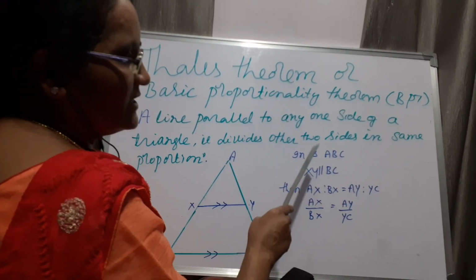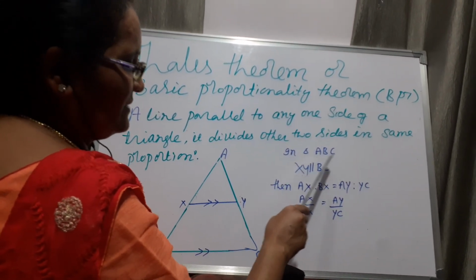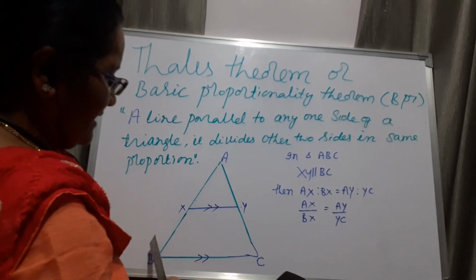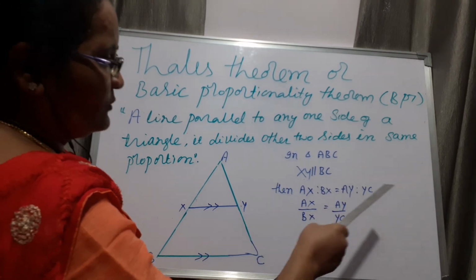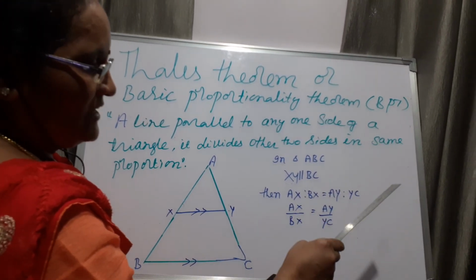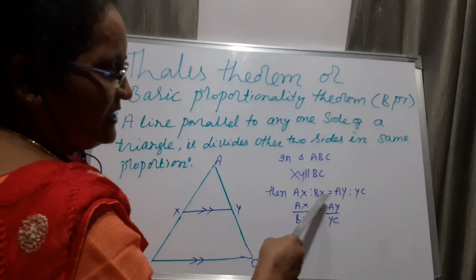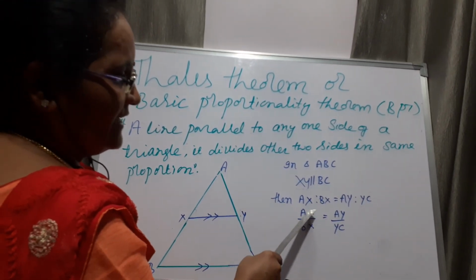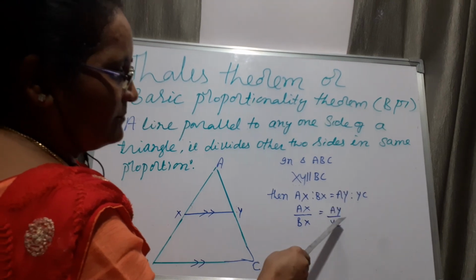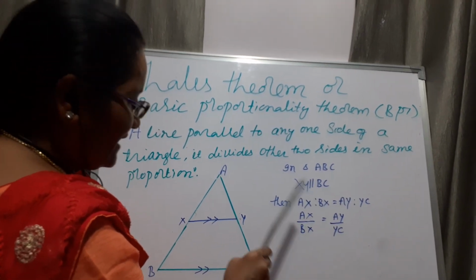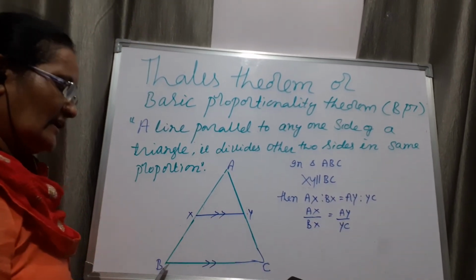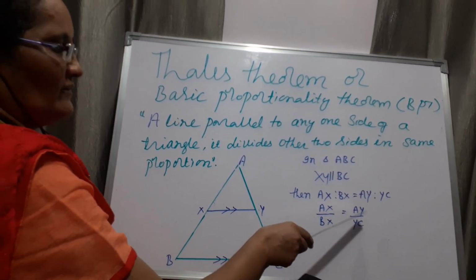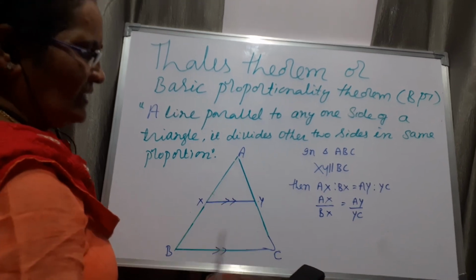Okay. Now, listen here once again. In triangle ABC, XY parallel to BC. This XY divides AB and AC in the same proportion. I told you the meaning of proportion: this ratio is equal to this ratio. Therefore, it is called a proportion. That is AX by BX equals AY by YC. Instead of AX by BX, you can write BX by AX, YC by AY. No problem. But we are writing in order.